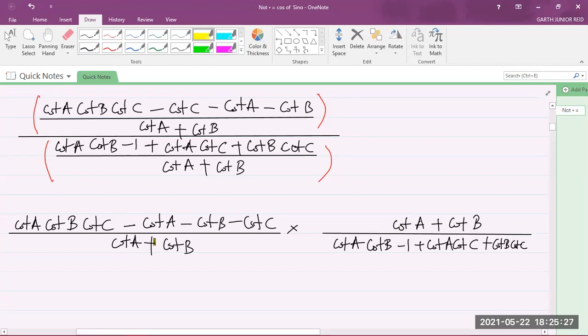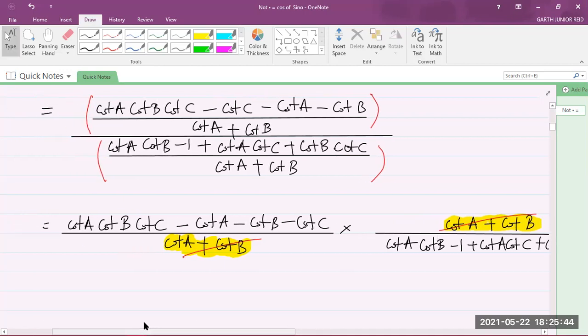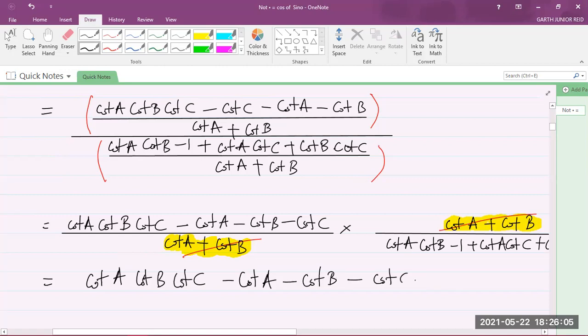Now you recognize that I have cot A plus cot B right here, and I also have the same thing here. So those two terms will be canceled out. So what am I left with now? I'm left with cot A cot B cot C minus cot A minus cot B minus cot C. That's what I have in my numerator.